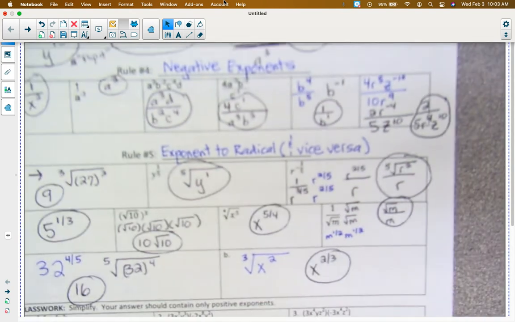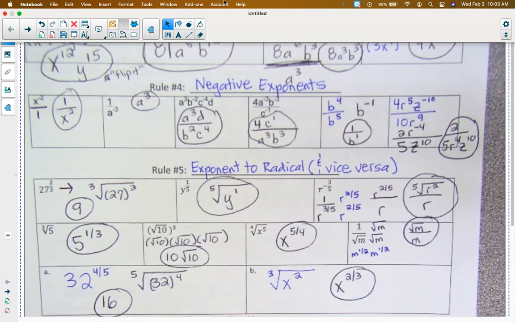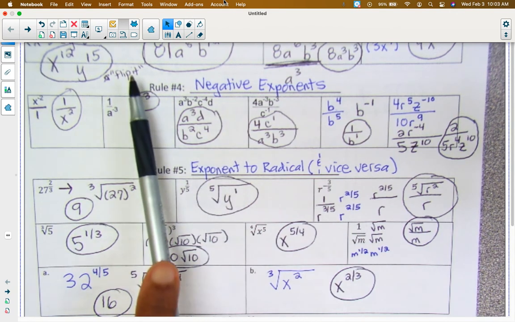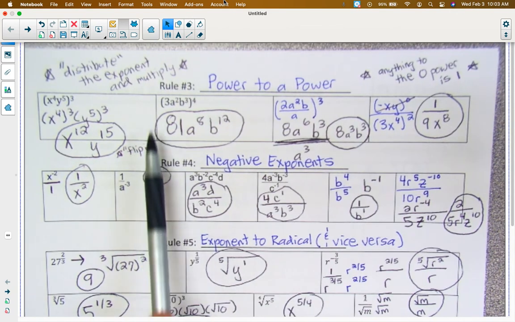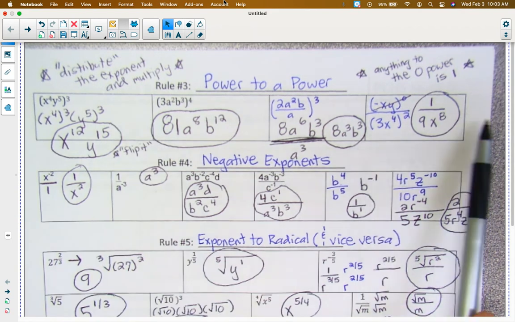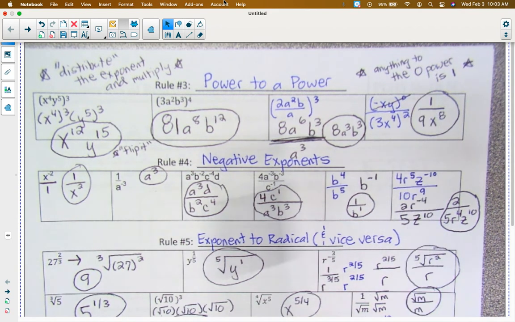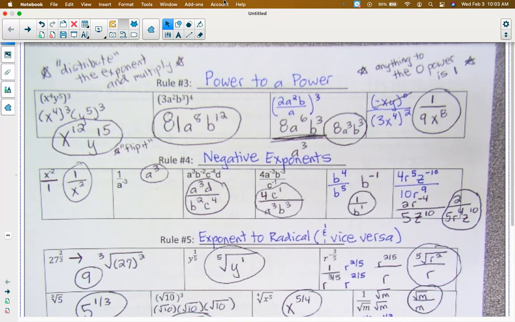So now we know all of our properties of exponents. We know how to switch it from an exponent to a radical, from a radical to an exponent. Negative exponents, we flip it. Our other rule, we distribute and then multiply. Anything to the 0 power is 1. And then we have all of our rules from yesterday as well. So we now can complete our Canvas assignment.